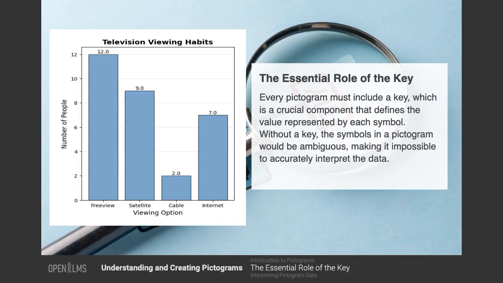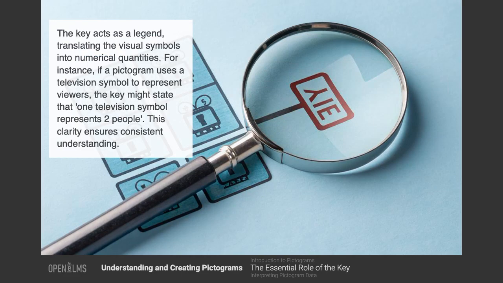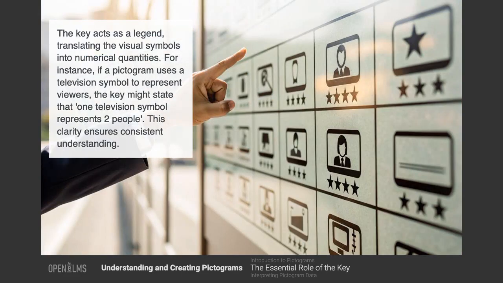The essential role of the key. Every pictogram must include a key, which is a crucial component that defines the value represented by each symbol. Without a key, the symbols in a pictogram would be ambiguous, making it impossible to accurately interpret the data. The key acts as a legend, translating the visual symbols into numerical quantities. For instance, if a pictogram uses a television symbol to represent viewers, the key might state that one television symbol represents two people. This clarity ensures consistent understanding.